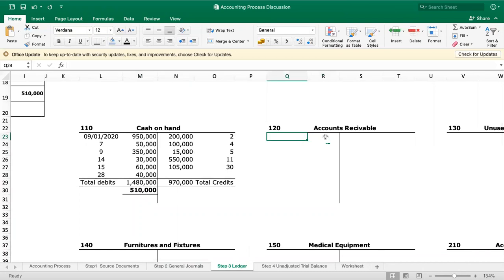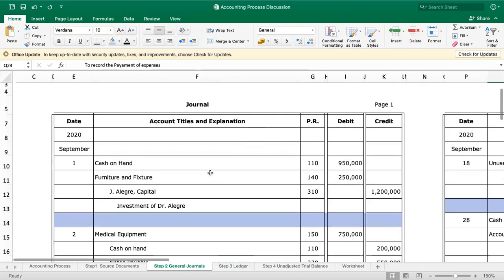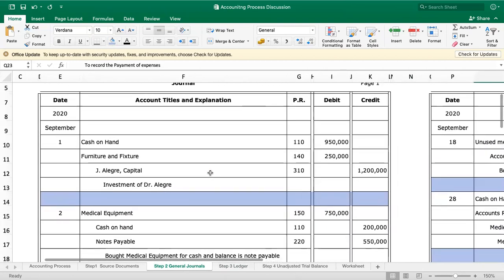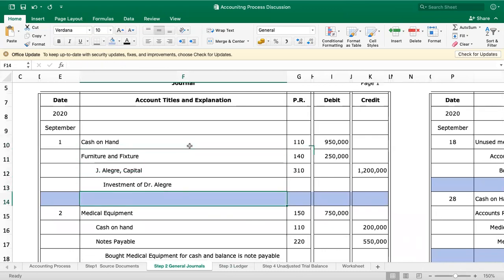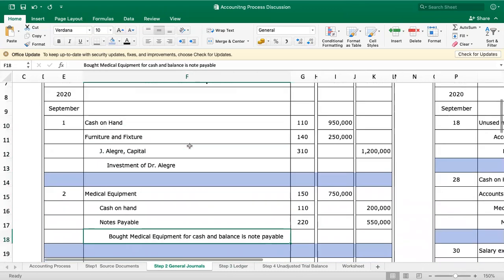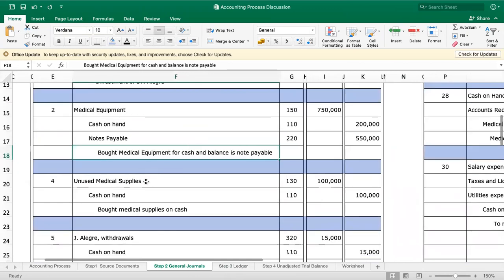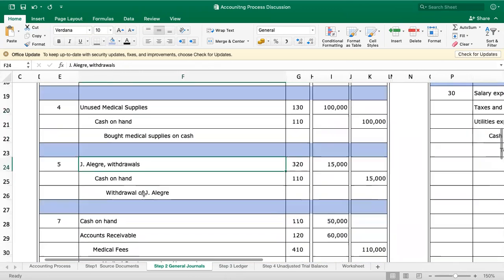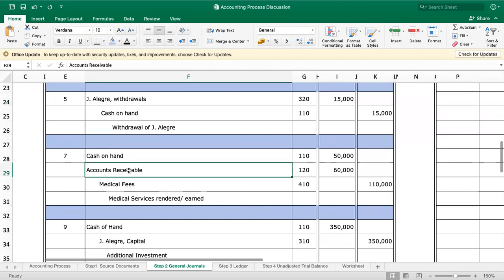Okay, so let's find transactions that affect your accounts receivable. So let's go back to the general journal. On page 1, let's find the transactions that affect your accounts receivable. For September 1, no accounts receivable. For September 2, none. September 4, none also. September 5, none. September 7, there, we have accounts receivable on September 7. Therefore, September 7, debit 60,000.